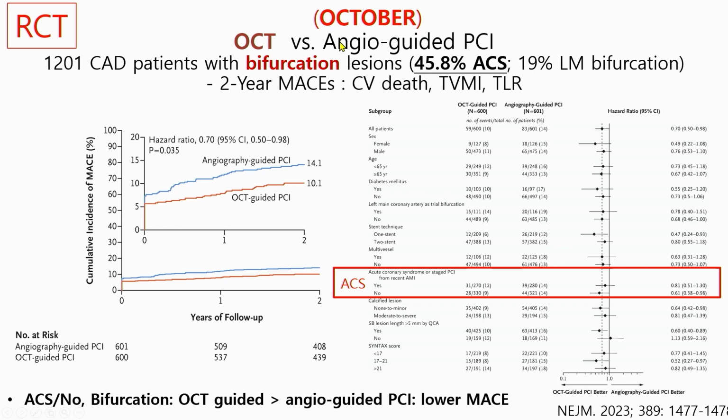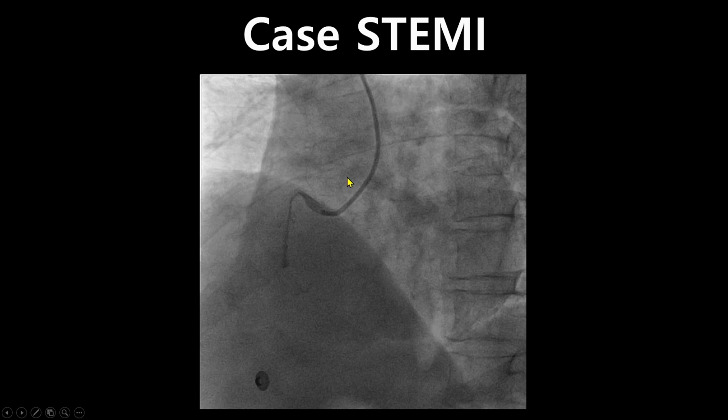So we can see the OCTOBER RCT study compared OCT guide with angio guide in bifurcation lesions. Actually, about 45% were ACS patients. However, with ACS or non-ACS, or bifurcation lesion, the OCT guide has better outcomes than the angio guide with lower MACE, especially in non-ACS patients.